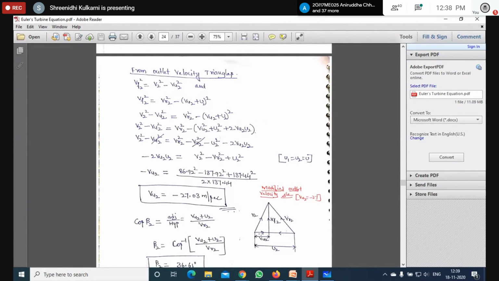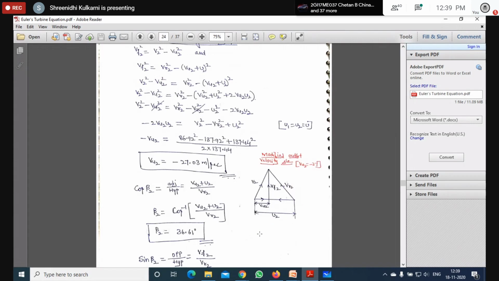Initially it is in the opposite direction, but VU1 as well as VU2 are in the same direction. Both are in the same direction. Got it? This one is very, very important. So next, find out the beta 2 angle, which is the rotor blade angle at outlet.